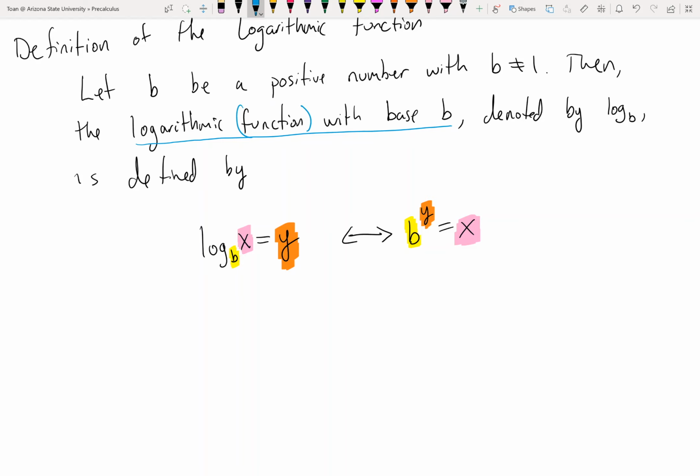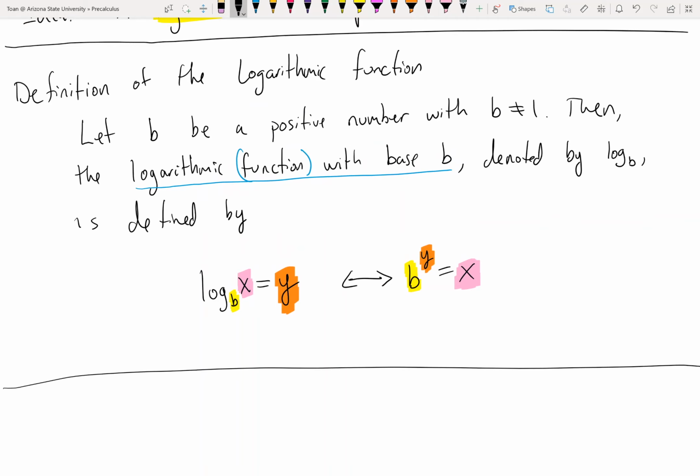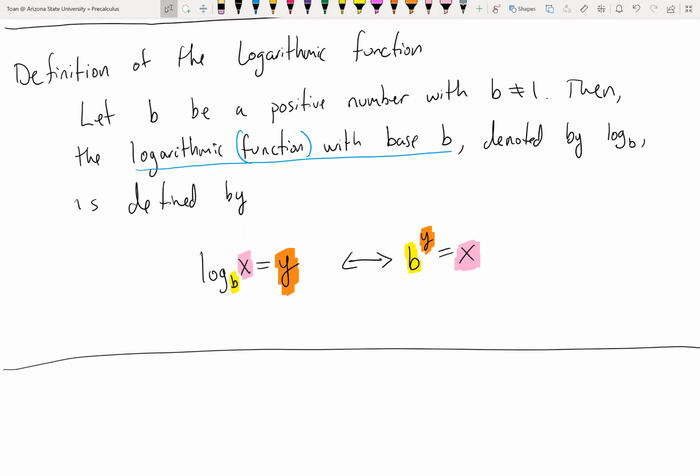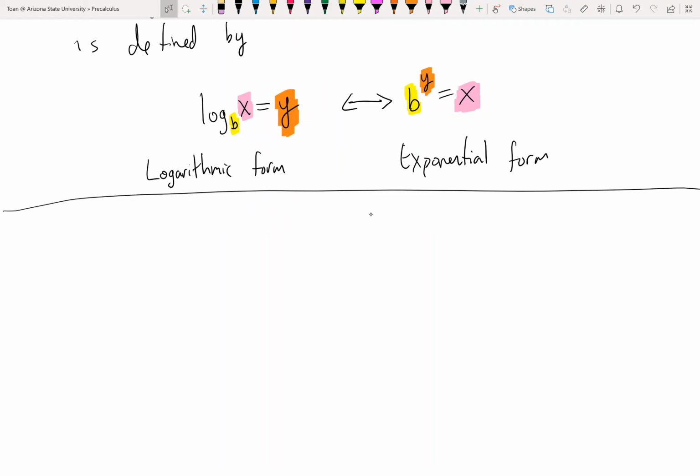Now, I did say that both of these are equivalent. They are equivalent statements, but clearly one looks different than the other. The left expression uses a log, so we call this logarithmic form. The right-hand side uses exponents, so we call it exponential form. One of the things you're going to be asked to do on the practice is convert to and from each form. All it is is understanding the relationship. These types of questions are testing your reading comprehension. Do you really, truly understand what a log means?